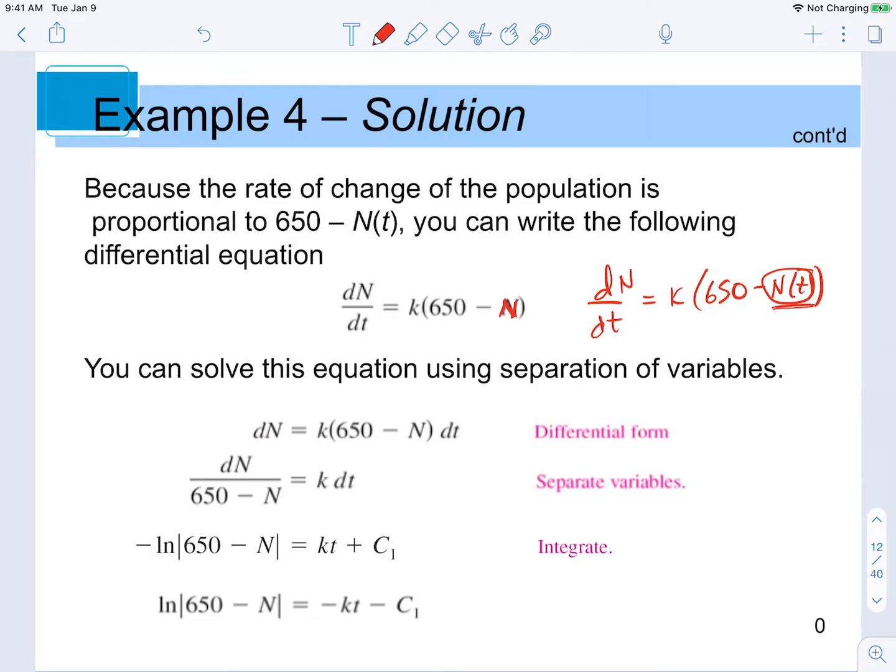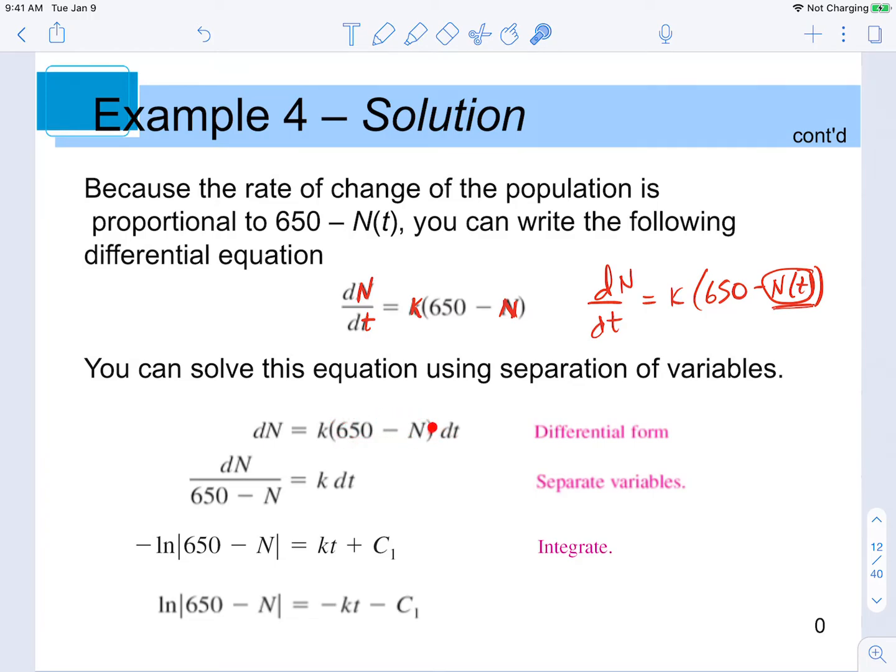Okay, now let's solve this. We have to separate things out. Now it looks like I'm going to have N's and I'm going to have t's. It looks like the N's are going to be on the left side and the t's are going to be on the right side. k is a constant, so that one isn't an N or a t. It's just a constant. I'll take you through the steps they're doing. The dt, we multiply both sides by it, and that's how it's gone here. So I have dN is equal to k times 650 minus N dt.